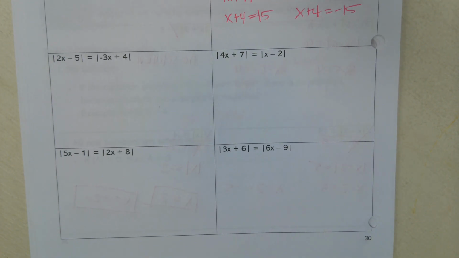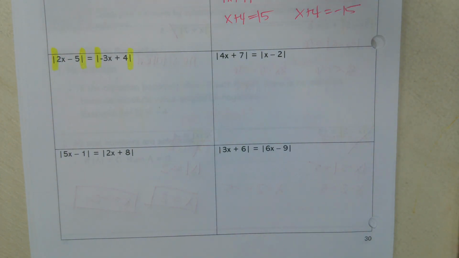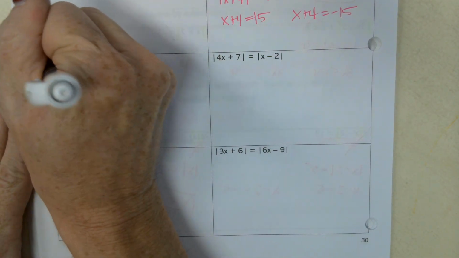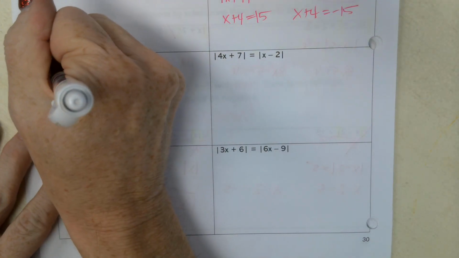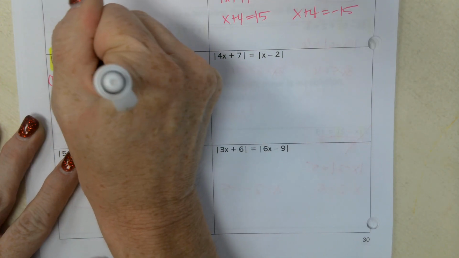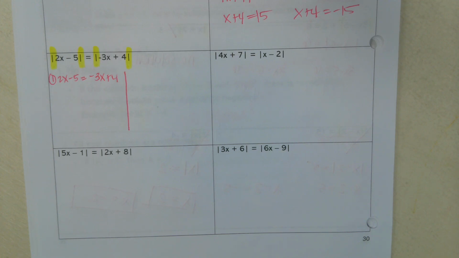All right, let's take a look at these. Okay, these look a little bit different, right? What's different about them? Yeah, you've got the absolute value bars on both sides, okay? Now, the good thing for you and for me is that they are isolated on both sides. Okay, there are 2 cases that happen here. The first case is you drop the absolute value bars and you set 2x minus 5 equal to negative 3x plus 4.